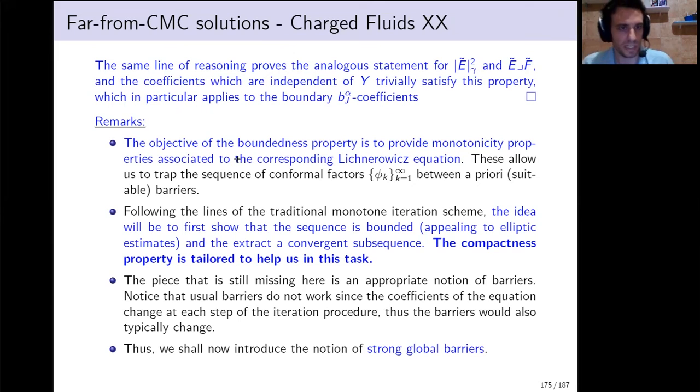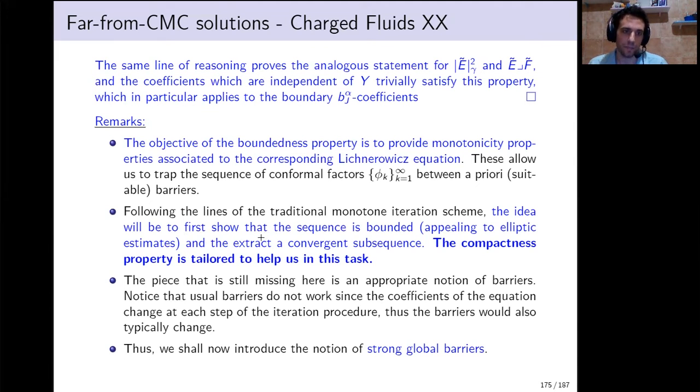Well, now that we have all our mapping properties, the objective is to use these mapping properties, in particular the boundedness property, to allow us to provide certain monotonicity properties associated with the corresponding Lichnerowicz equations. And this is going to be important for us in order to trap our sequence of conformal factors between appropriate barriers. And then the idea is to first show that the sequence is bounded, appealing both to elliptic estimates and again to the boundedness property, and then use the compactness property in order to extract convergence in the right spaces.